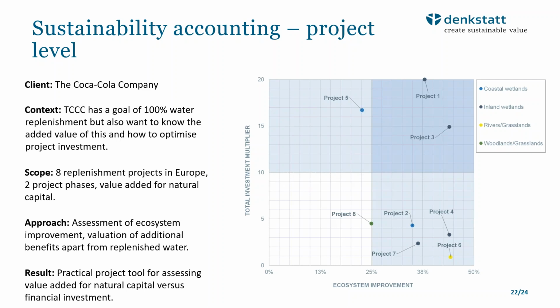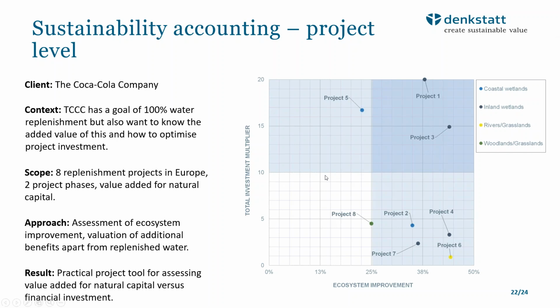It gives you an indication, if you invest €1, what's the societal benefit out of this €1 using the Natural Capital Protocol. And so with this assessment, the Coke company received additional information to make a better decision about which of the projects in the future are more valuable and which create additional benefit to society. So this is an example where on a project level you can use sustainability accounting to assess the absolute value of your project at the end of the day.